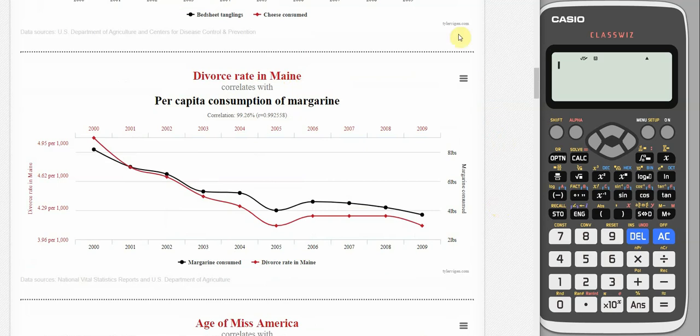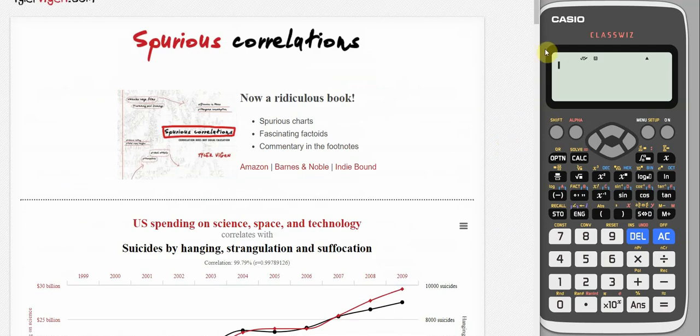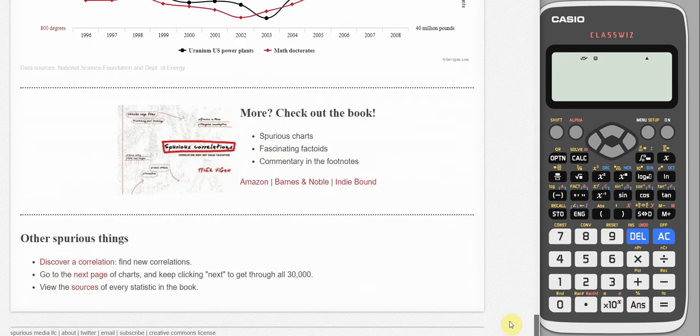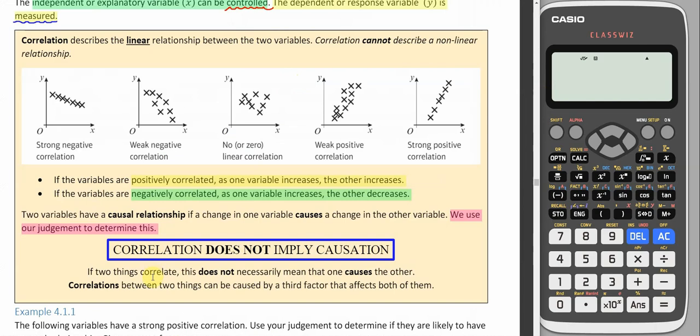It's a great, really interesting website, tylervigan.com, or just search on a search engine for spurious correlations. There's loads of examples, and he's turned it into an ebook as well. So the point I'm trying to make there is that if two variables correlate, it does not prove that one is causing the other. It's a mistake often made in the real world. Make sure you don't make that mistake.